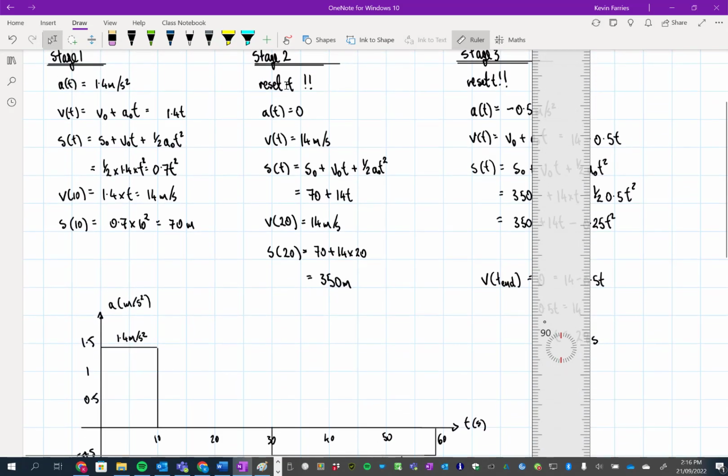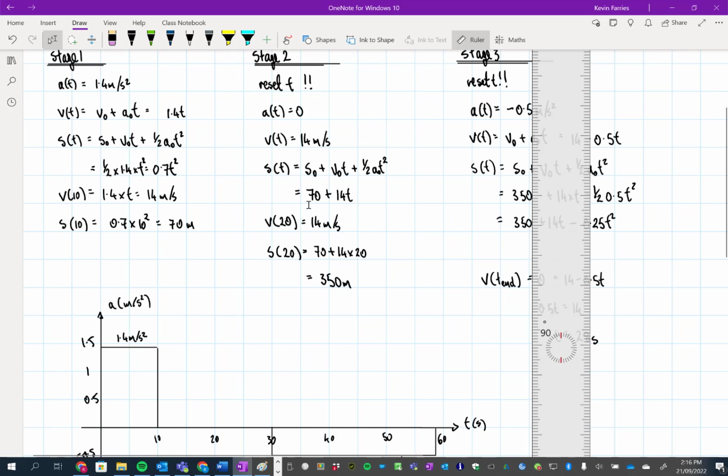So let's have a look through. It's going to accelerate up to, after 10 seconds, it will be going at 14 meters per second. And it's going to be a straight line. Why do I know that? You can imagine for each second here, 1 second it's going to be 1.4, 2 seconds it's going to be 2.8, 3 seconds it's going to be 4.2. So it's increasing by the same amount each time. So we've got a straight line inside this one.